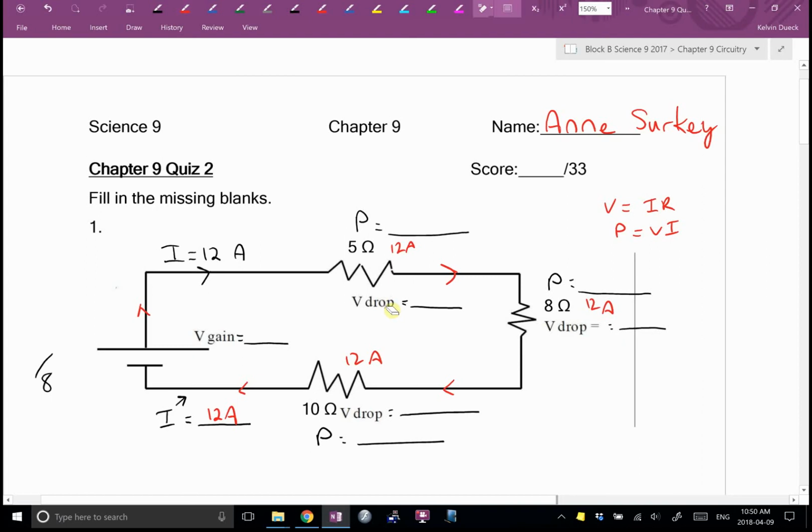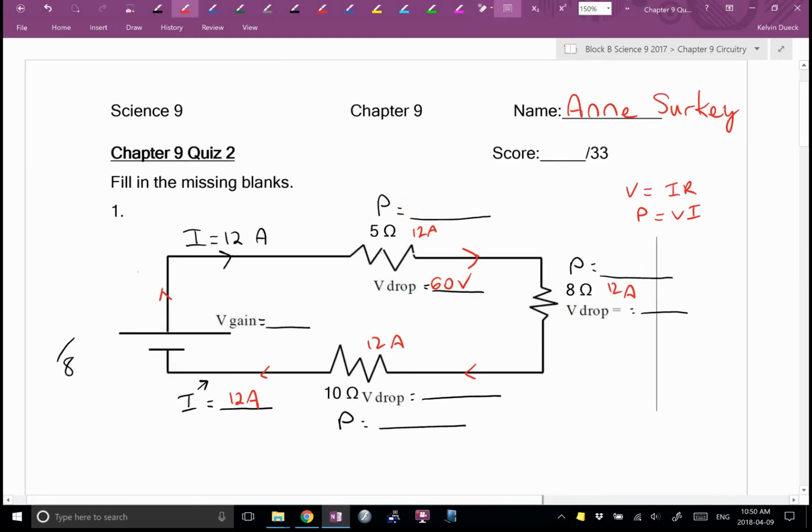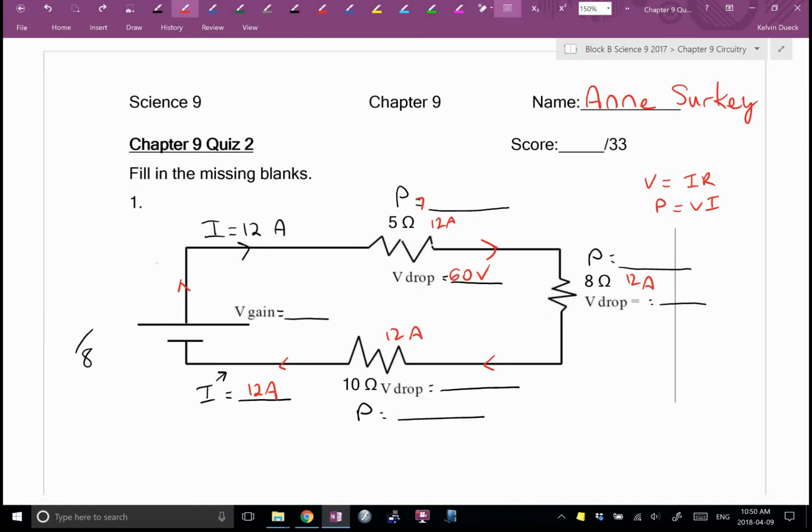So let's see, they want me to find the voltage drop. It's going to be I times R. It's going to be 12 times 5, 60 volts. How many watts of power? It's going to be 60 times 12, 720? Yes. Come on. Let's be a little more careful, Mr. Duke. 720 watts.